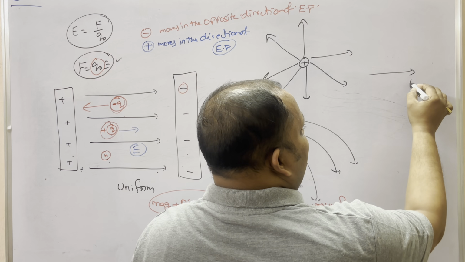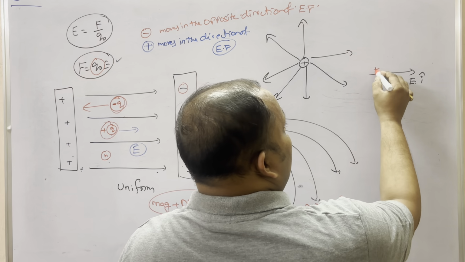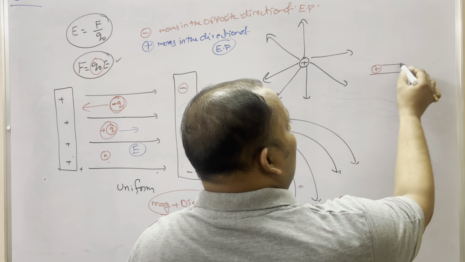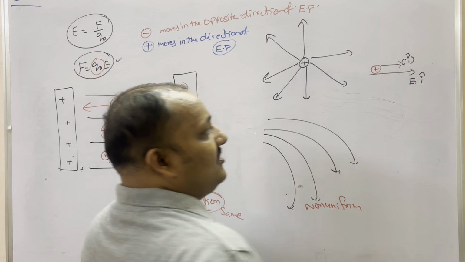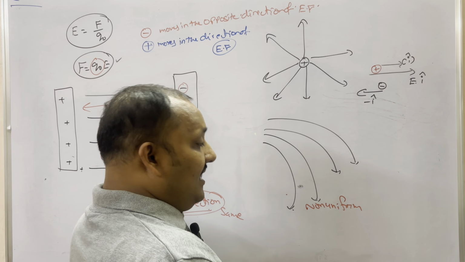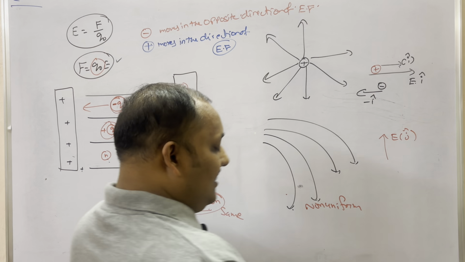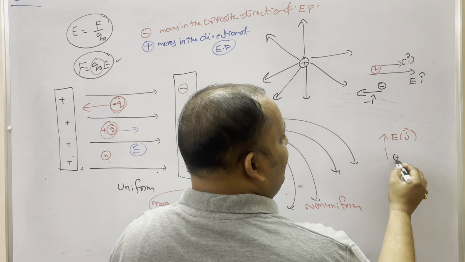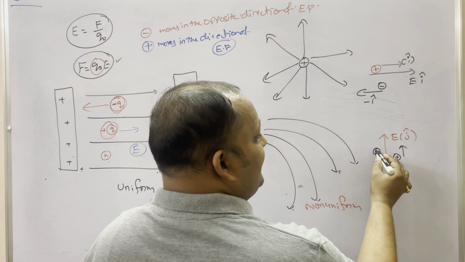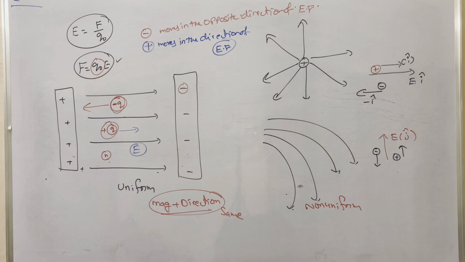If the electric field is given like this, E i cap, and you place one positive charge here, in which direction is it going to move? Along i cap, the positive x axis. If you place a negative charge, it moves along minus i cap. If the electric field intensity is upwards, E j cap, and you place a positive charge here, it will also move in the same direction as the electric field. If you place a negative charge, it will move in the opposite direction of the electric field.